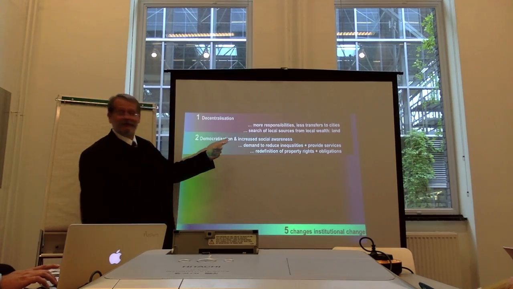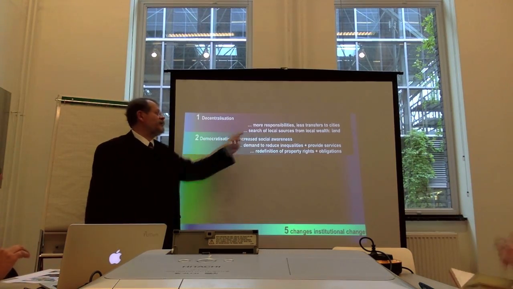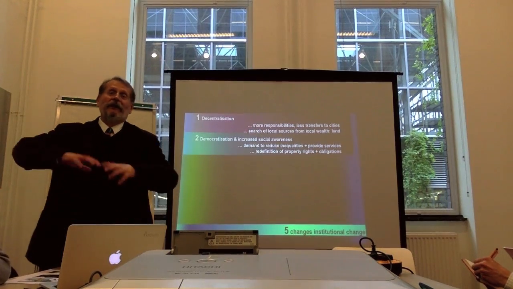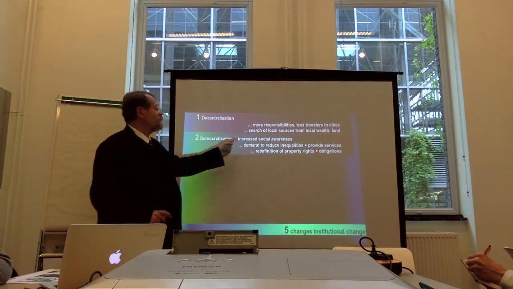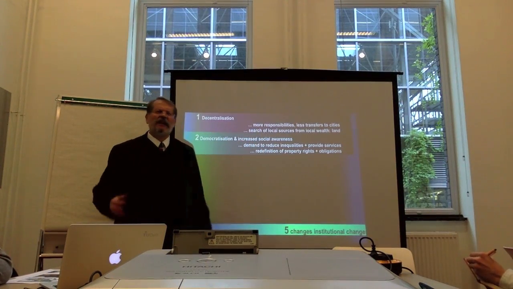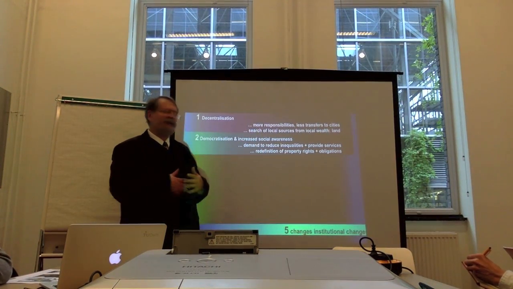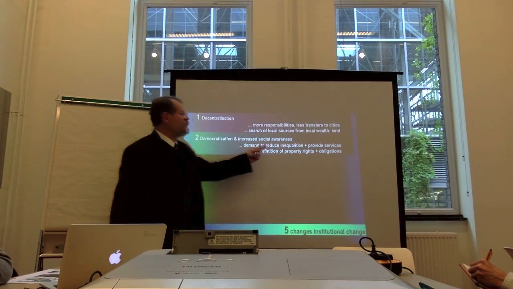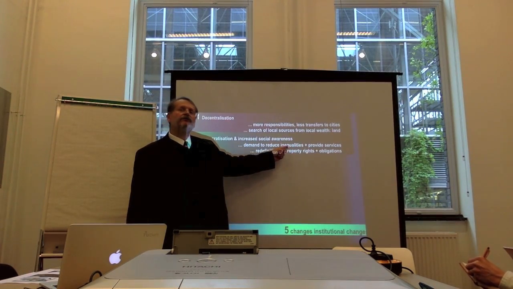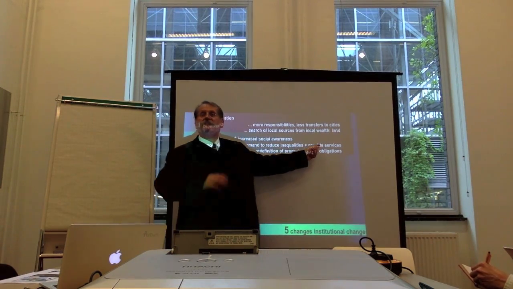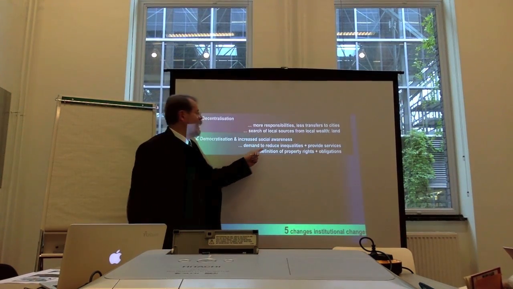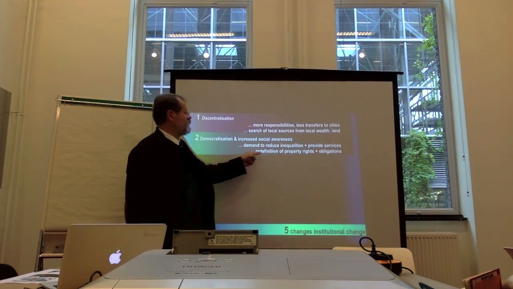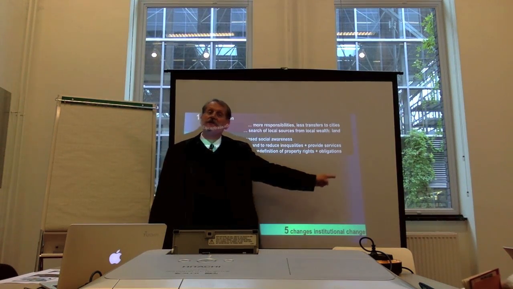The second one is democratization and an increase of social awareness. Throughout the world, there's more democracy. Perfect, imperfect, there is more democracy. There's more awareness of social problems, quality, how people can have access to basic services. So there is more demand to reduce inequality. And usually they become the responsibility of the local government. And also to provide services which have always been part of local government, but the list of responsibilities keeps on increasing.